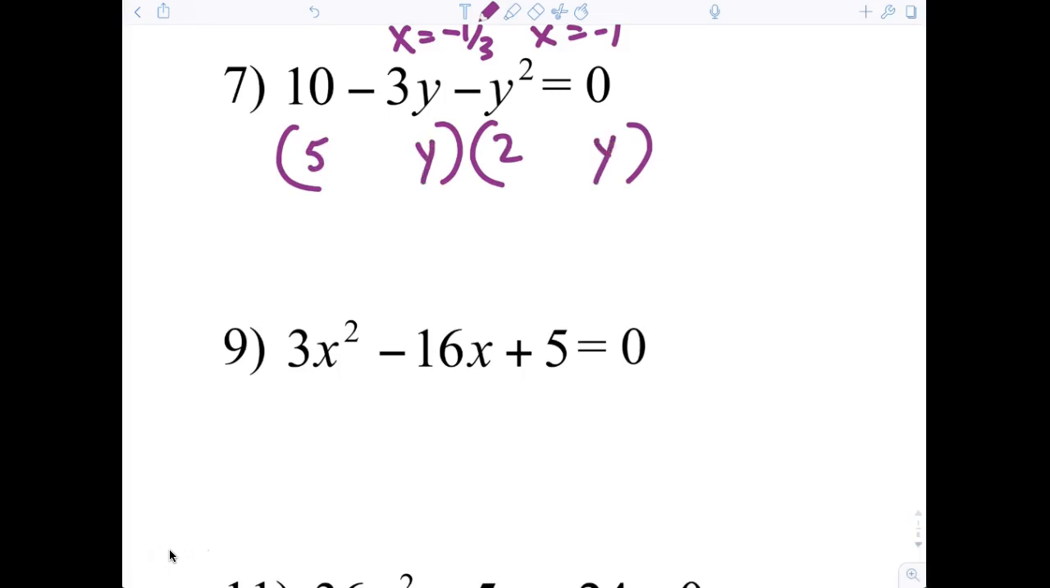So here we go. Now we have to do the smiley face. So I have 2y and 5y. I need it to be what? Negative 3y. So the 5 must be what? Negative. Now, does the negative go on the left or does it go on the right? Right? It goes on the right. And then a positive here. And don't forget, it's equal to 0. Everybody good with that? Now, set your factors equal to 0. 5 plus y equals 0. 2 minus y equals 0.